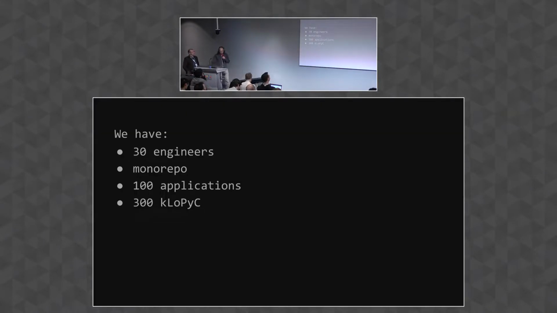We're about 30 engineers working in a monorepo. To date, we've built about 100 applications comprising 300,000 lines of Python code. And the problem we faced was how to manage our third-party Python dependencies. By third-party, I mean something you'd install from PyPI using pip, things like requests, Boto3, Airflow, NumPy, etc.